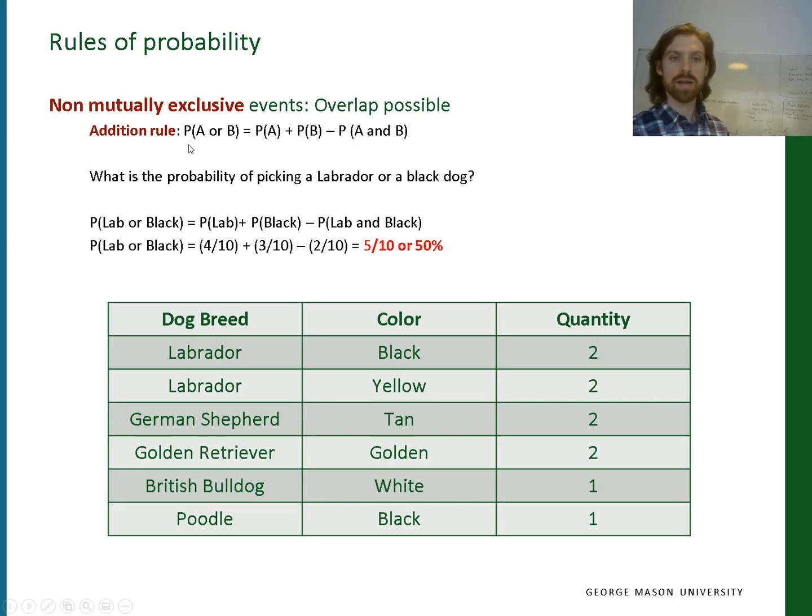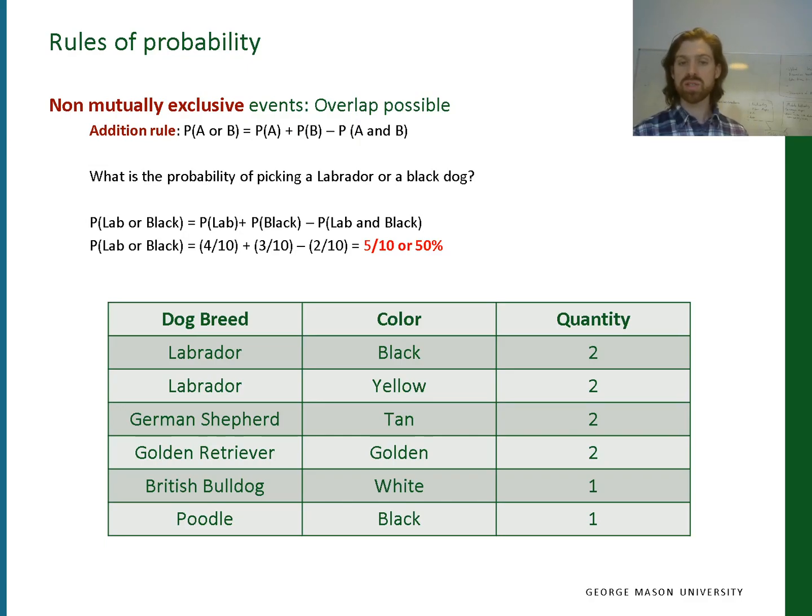So if we're interested in A or B where there is overlap, then we would have to add the probability of A to the probability of B, and we need to subtract the probability of something occurring that could be both A and B. Okay, so for it to be lab or black, then we would need the probabilities for these relevant criteria. So the probability of it being a Labrador is 4 out of 10 because we have 2 black Labradors and 2 yellow Labradors. So that's a 40% probability. What's the probability of it being black, that one dog that I pick? Well, we have 2 black Labradors and we have 1 black poodle, so the chance, therefore, is 30%.